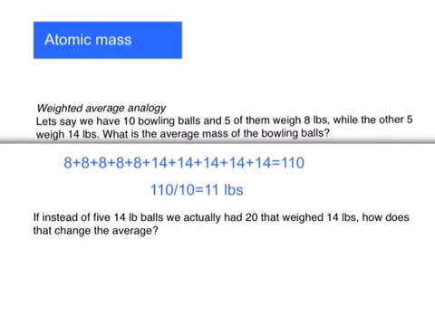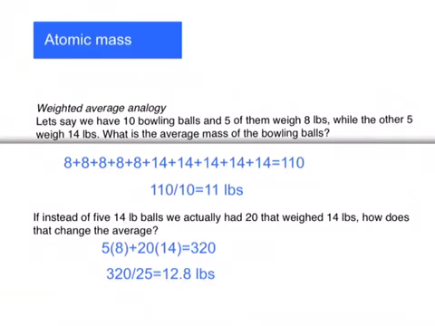So we could do this the same way that we just did, doing 8 plus 8 plus 8 plus 8 and so on. Or we could simplify it a little bit and use some multiplication. So we can do 5 times 8 plus 20 times 14, and then divide that sum by 25, which is the total number of balls that we have. So now, as we predicted, our average went up. Instead of the average being 11 pounds, it's now 12.8, which is much closer to 14 than the average we got the first time.